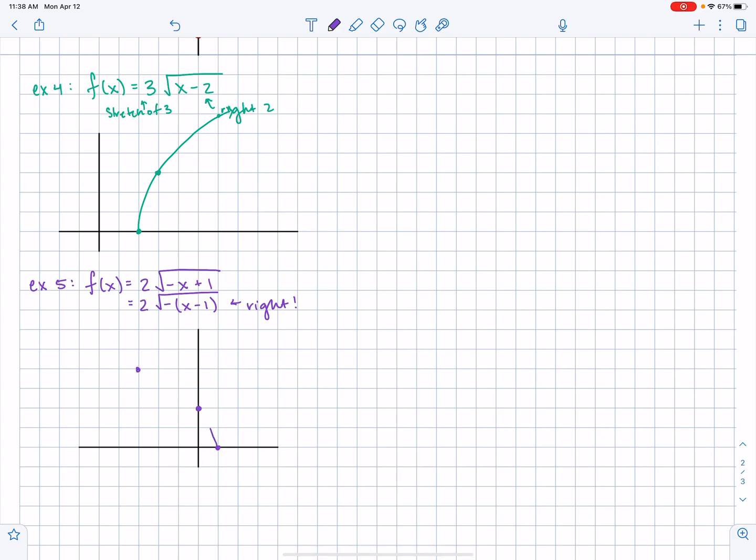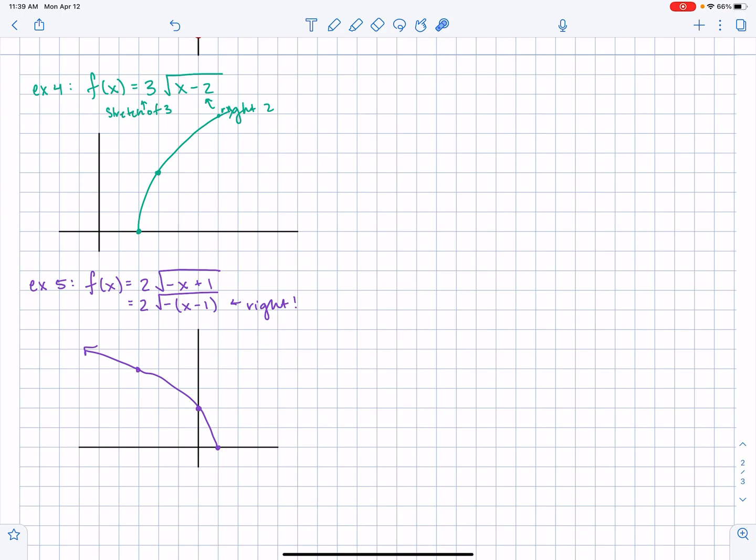And as always, it's a really good idea to check your values. So quickly, I'm going to plug in 1 here to make sure I know what's going on. So we have negative 1 plus 1, that's 0. Square root of 0 is 0, times 2 is 0. I'm also going to input 0 here. So negative 0 is just 0. 0 plus 1 is 1. Square root of 1 is 1 times 2. That gives me an output of 2. So all my inputs and outputs are working out there.